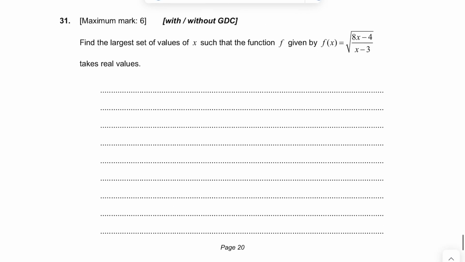Question number 31. Find the largest set of values of x such that the function f of x takes always real values, with or without GDC. So graph the function. From the graphing, you can really get it out. x is less than or equal to 0.5, x is greater than 3.